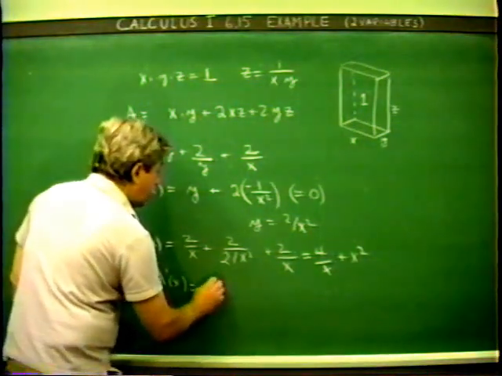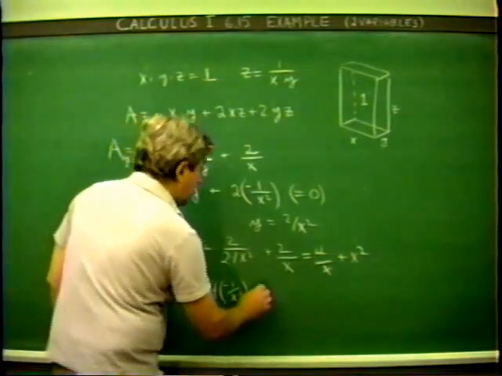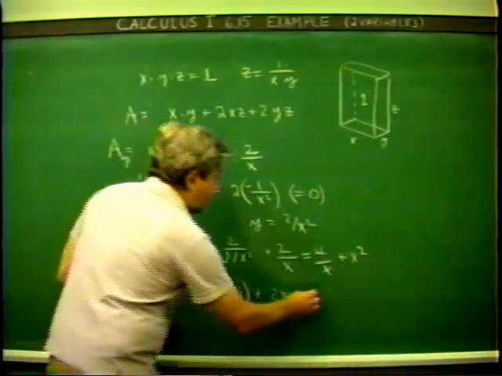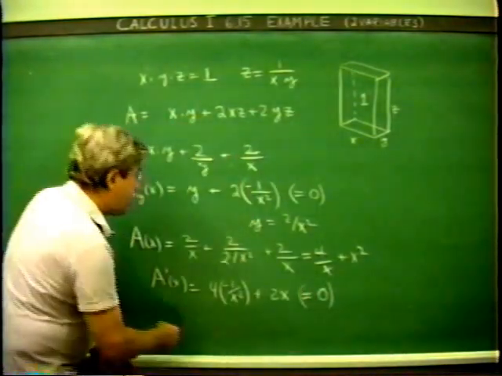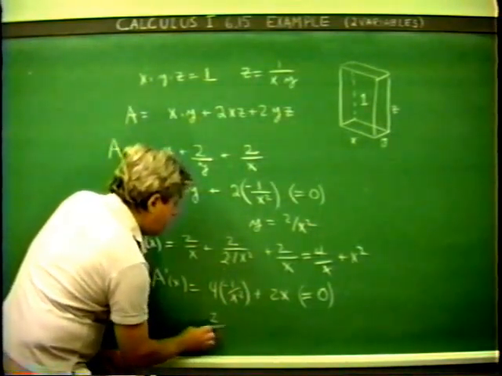Okay, so we take the derivative of it, and this is 4 times minus 1 over x squared plus 2x. And so we want to know when this is equal to 0.